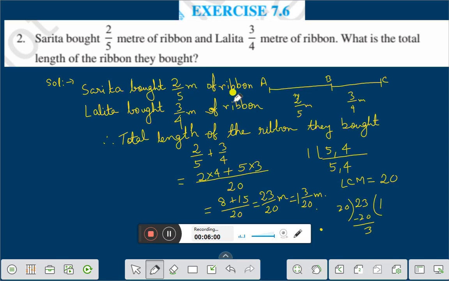Therefore, let us repeat once again that Sarita bought 2 by 5 meter of ribbon and Lalita bought 3 by 4 meter of ribbon. Therefore, total length of the ribbon they bought is 2 by 5 plus 3 by 4, right? Therefore, the LCM of 5 and 4 is 20. If we divide 20 by 5, we will get 4, that is 2 into 4, plus if we divide 20 by 4, that is 5, 5 into 3. Therefore, 2 4s are 8 plus 15 by 20. 8 plus 15 is equal to 23 by 20, right? Therefore, if we divide 23 by 20, there is 1 whole 3 by 20 meter. This is the solution of question number 2, exercise 7.6.